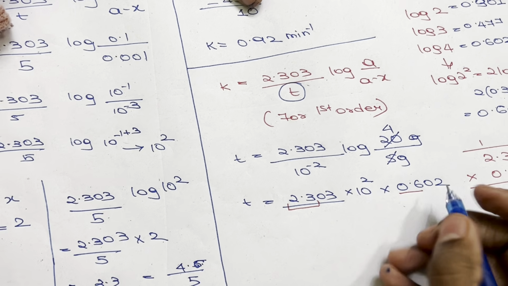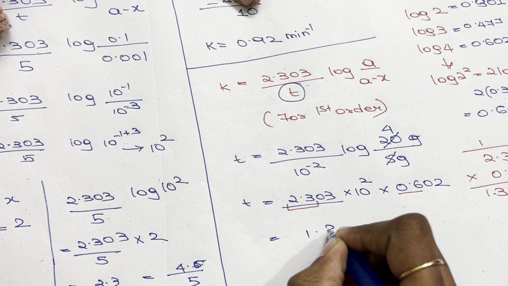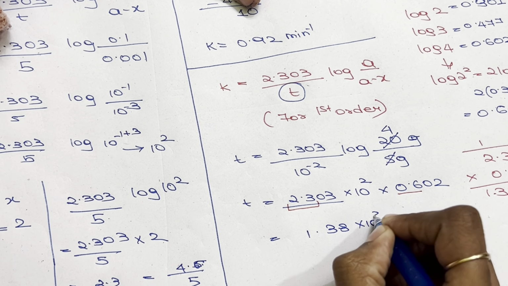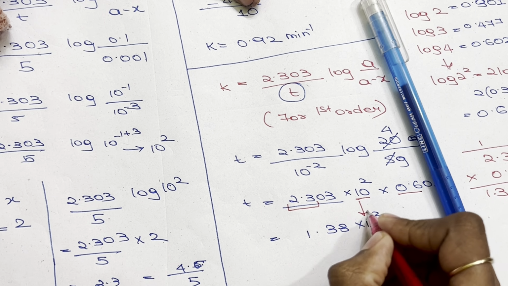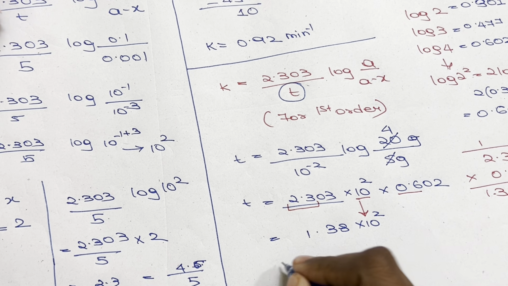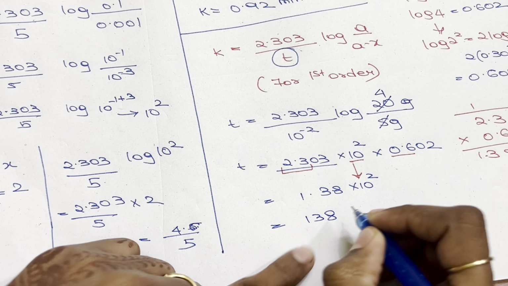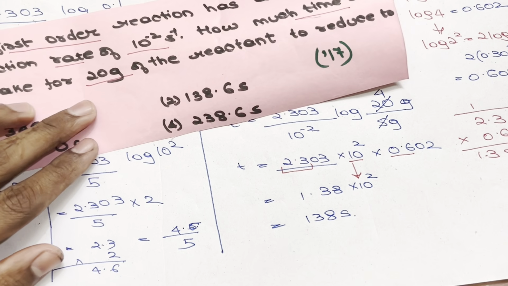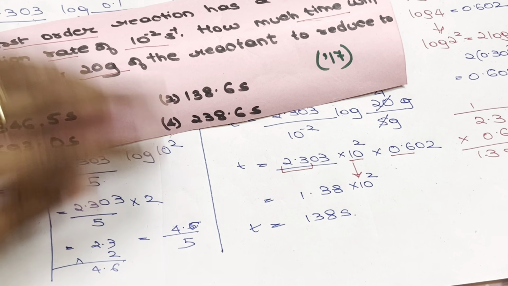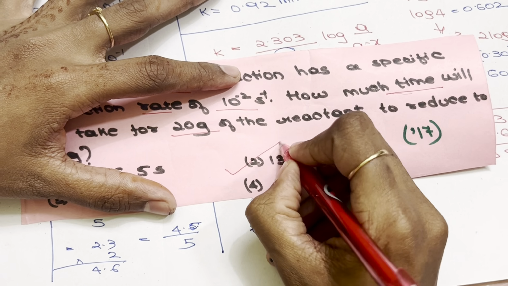So let us put the value here. It is 1.38 into 10 to the power 2. This comes down here. So the value here is almost 138 second. So the time is 138 second. It is option number 2.